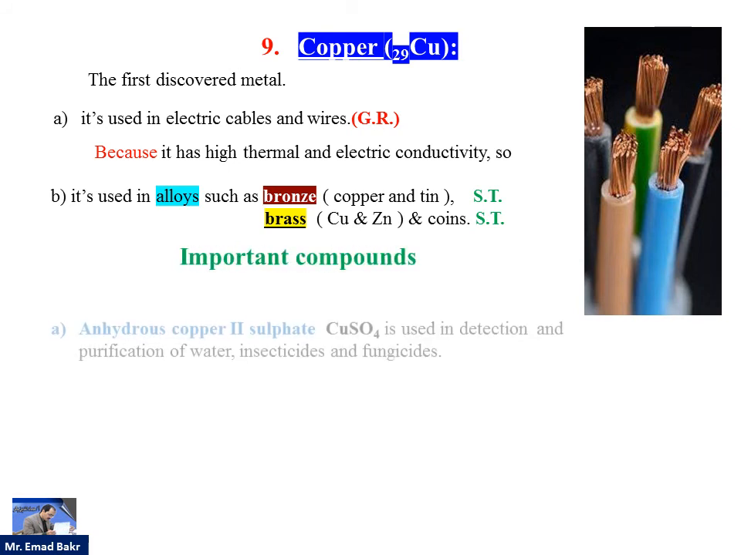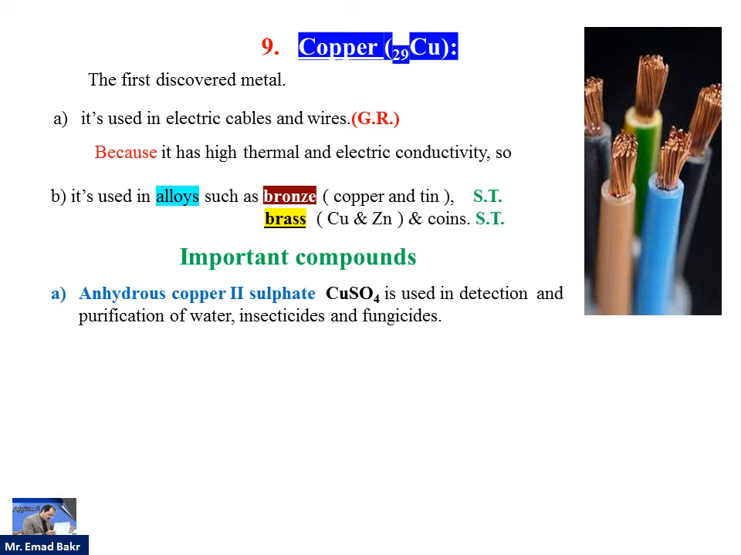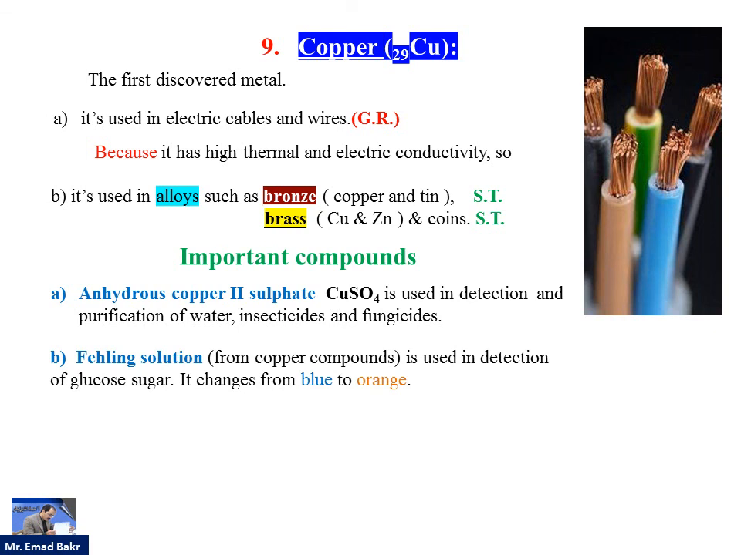Important compounds of copper: anhydrous copper II sulfate is used in detection and purification of water. It is used in insecticides and fungicide. Copper sulfate is also used in Fehling's solution. Fehling's solution is used in detection of glucose sugar, changing from blue to orange. Let's say Fehling's solution is heated with the specimen that we want to test. If the color changes into orange, it means it contains sugar or glucose.